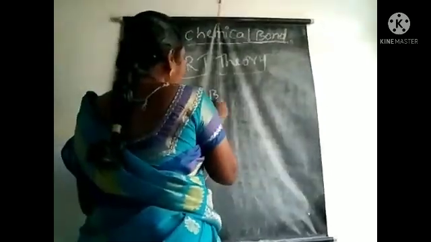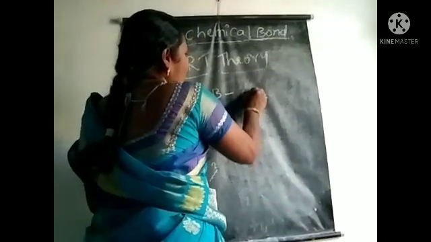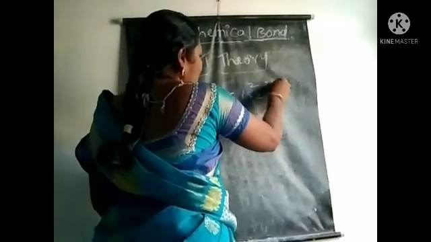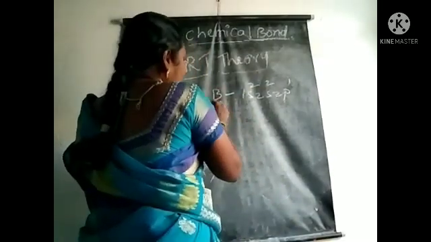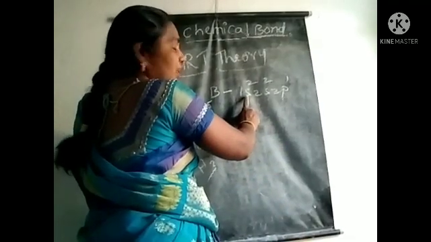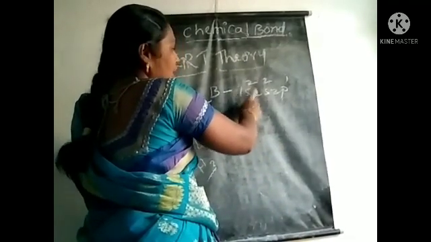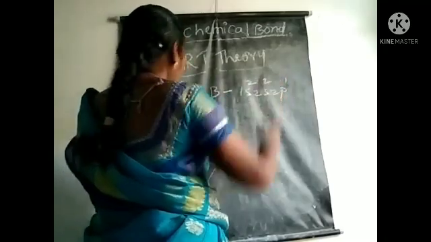Boron's atomic number is 5. It contains 1s2, 2s2, 2p1. Here, observe, children: 1s2 contains 2 electrons, 2s2 contains 2 electrons, 2p1 contains 1 electron.